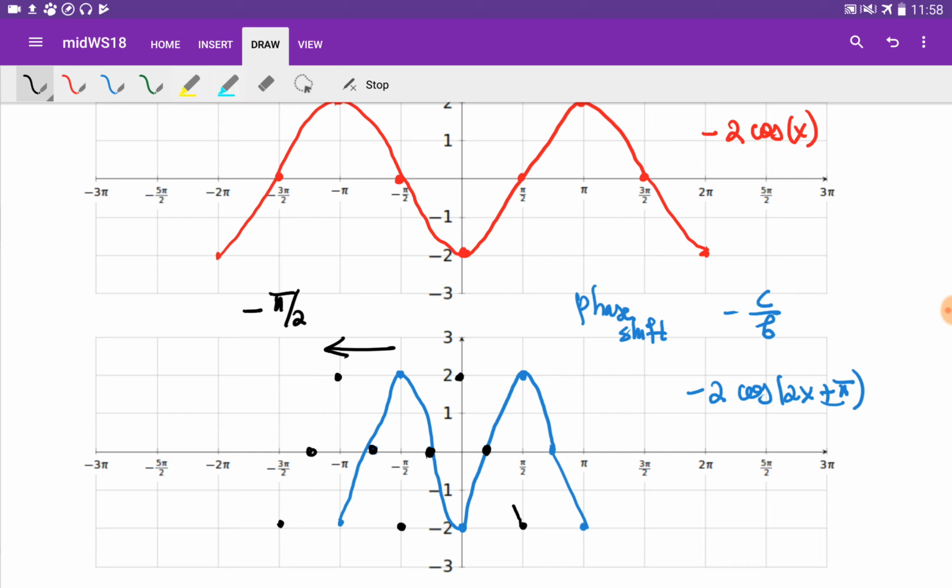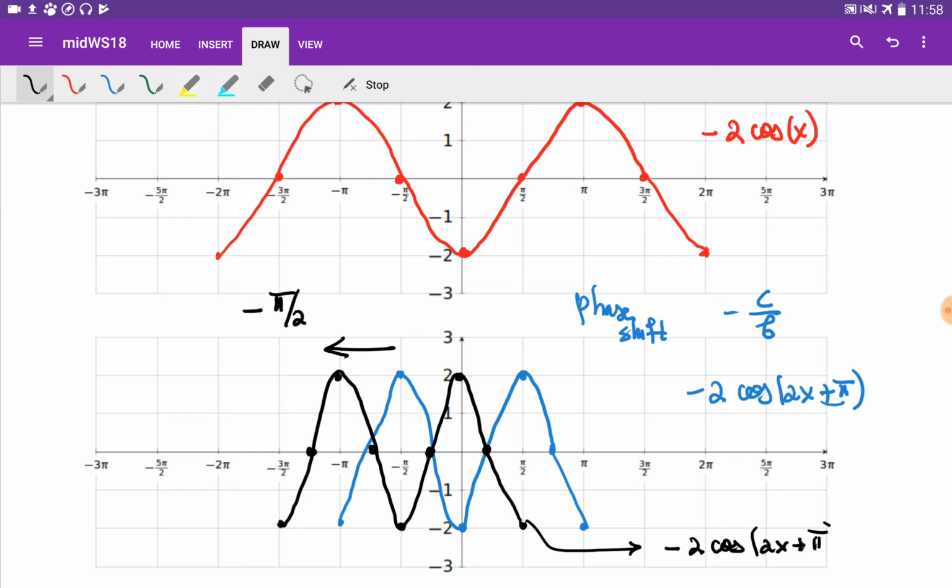So if we draw this function, it's going to be roughly like this. And this black curve is going to be the graph of minus 2 cosine of 2x plus pi. So we use the graph of the cosine of x in order to draw all of these graphs, just using the transformation of the functions.